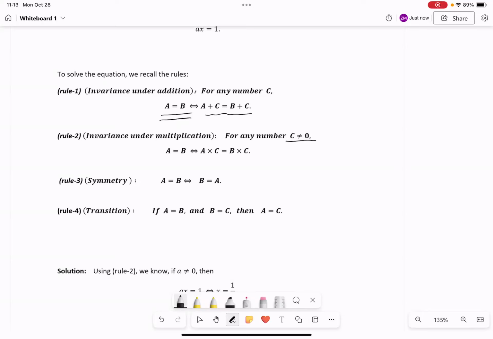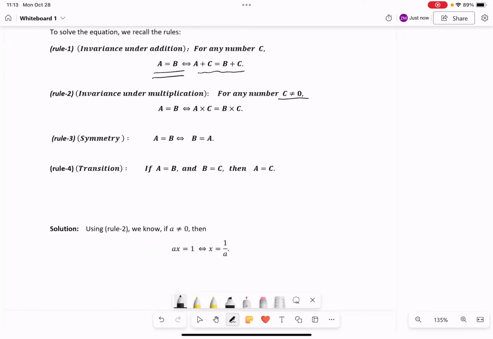The third rule, more or less for the computer to understand, is that a equal to b is equivalent to b equal to a, because of the symmetric property. Finally, we have the transitive property. If a equal to b and b equal to c, then we have a equal to c. That implies these are equivalence relations.